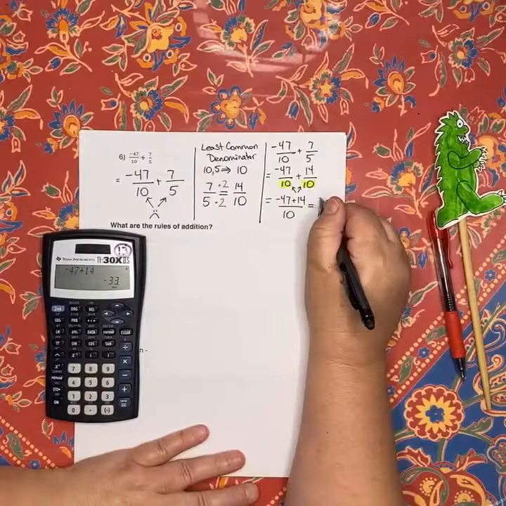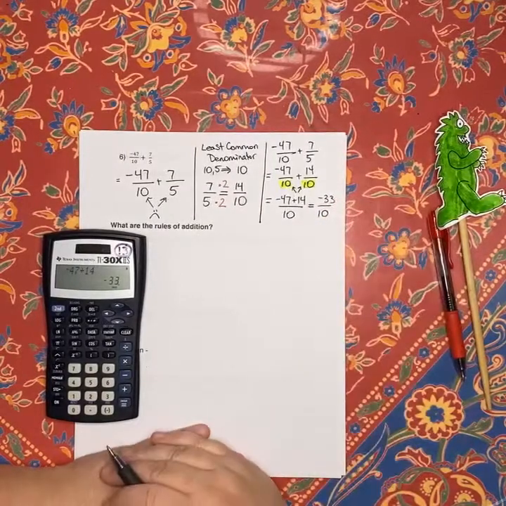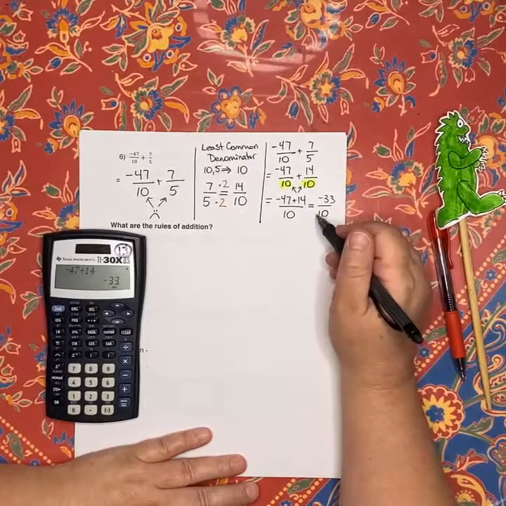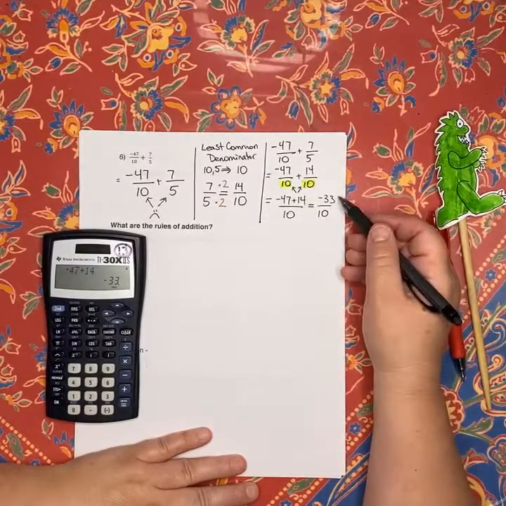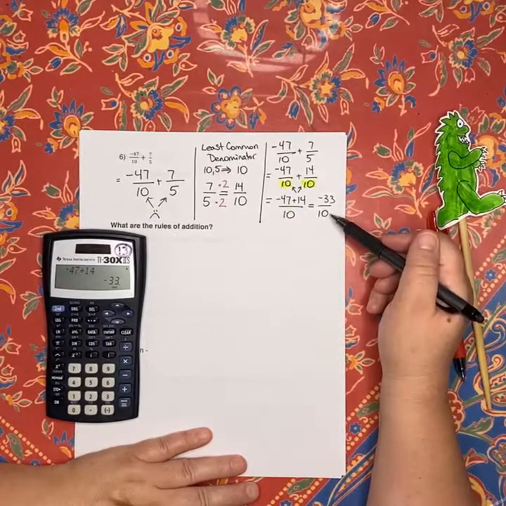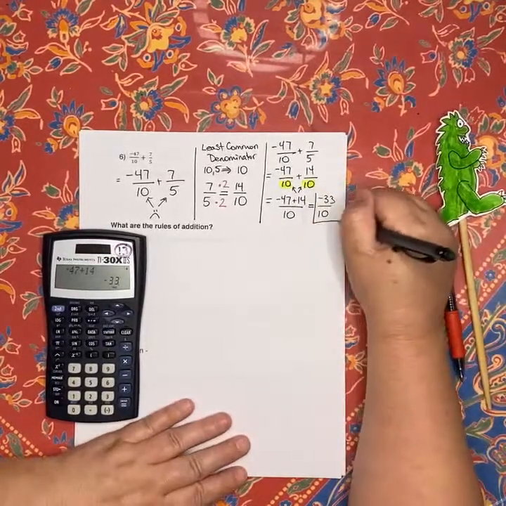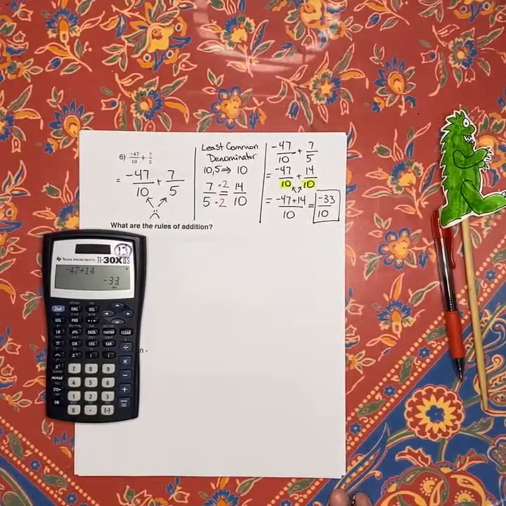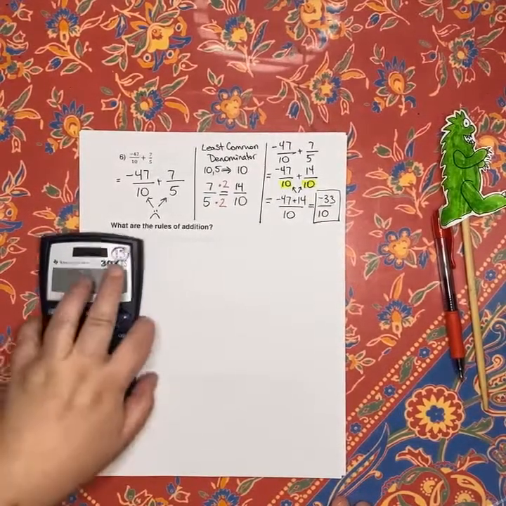Nice, it's negative 33. Now, the great thing about 33 is it's only divisible by what? 3 and 11. And 10 is only divisible by 5 and 2. Nothing cancels. Yay, we're done. Woohoo! Yay, fractions are done for a little bit. Okay.